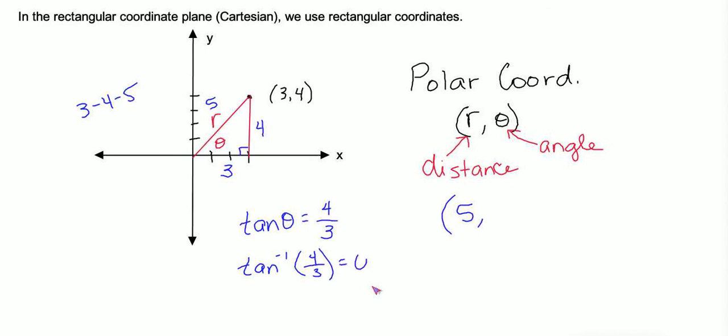So let's put that in our calculators. Inverse tangent of 4/3. We're going to find that theta is about 53.13 degrees. Just make note of how accurate we need this. I'm just going to say it's about 53 degrees. So I've changed from rectangular coordinates, (3, 4), into polar coordinates, (5, 53 degrees). For some of our problems, we're going to use radian measures.